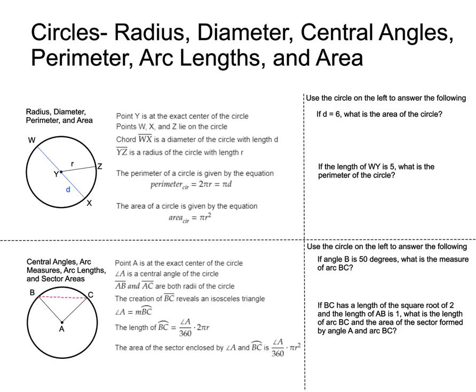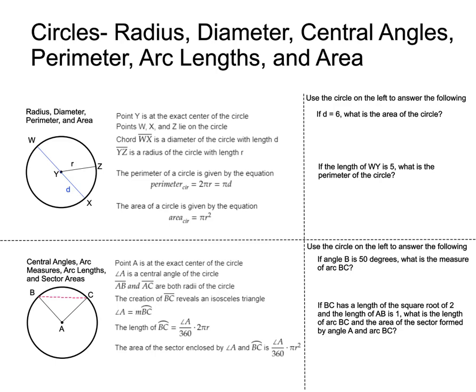the circle. The perimeter of a circle can be calculated by using the equation perimeter equals 2 times pi times the radius, or pi times the diameter, since a diameter is 2 times the radius. The area of a circle is given by the equation area equals pi r squared. Using this information and the circle on the left, let's do a couple of sample problems.